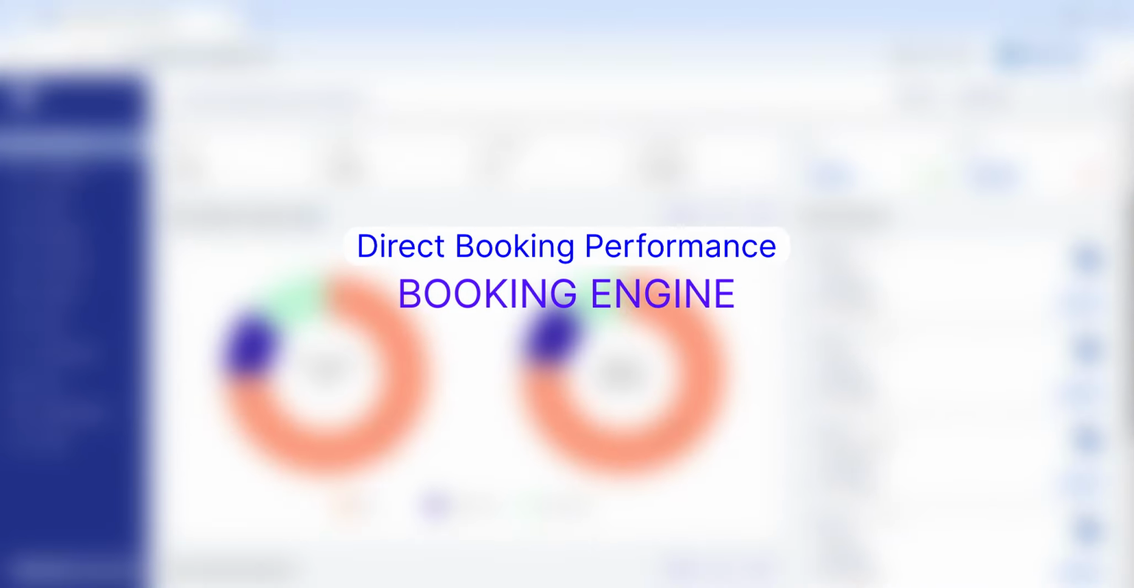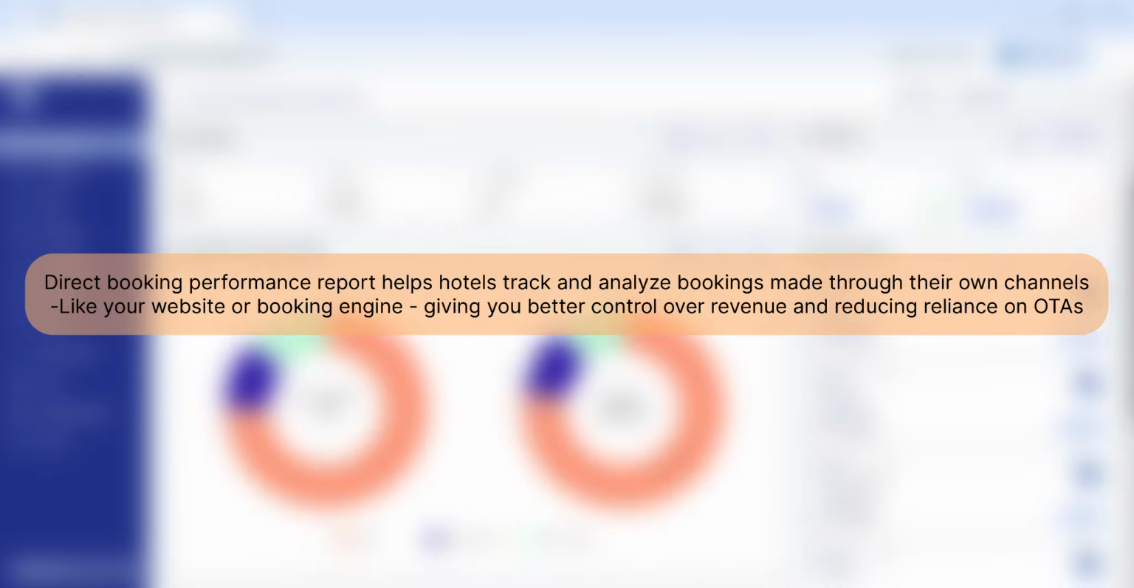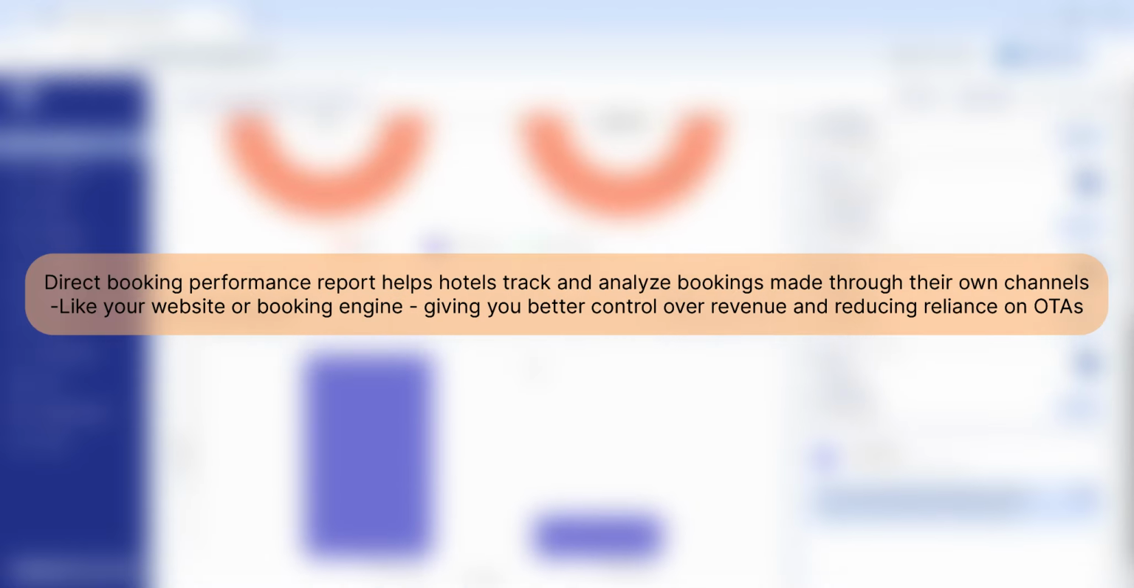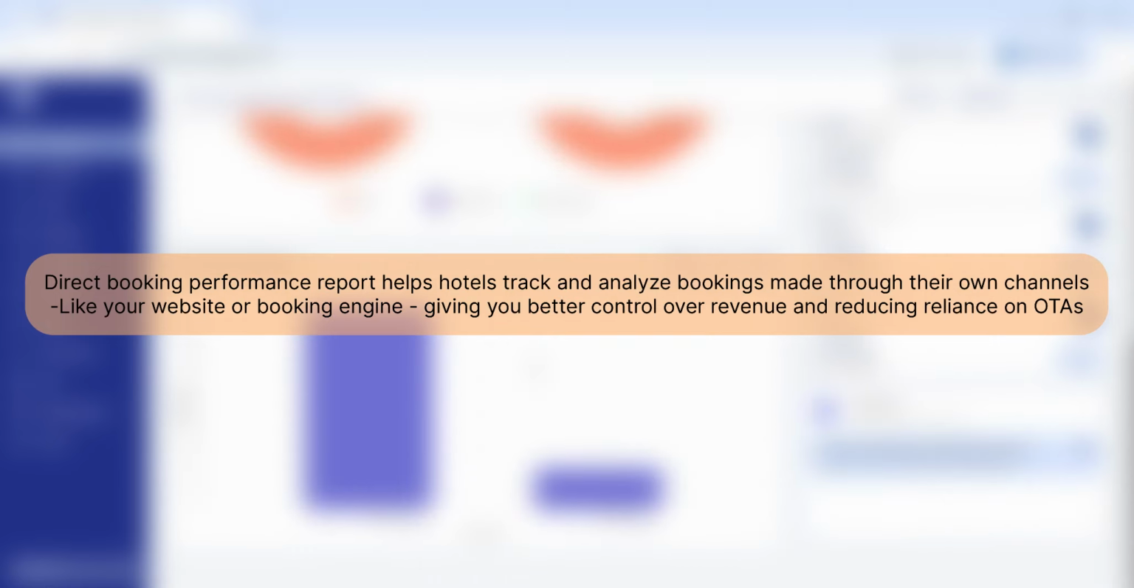Hi there and welcome. In today's tutorial, we'll show you how to check your direct booking performance report inside the Channel Manager extranet. This report helps hotels track and analyze bookings made through their own channels, like your website or booking engine, giving you better control over revenue and reducing reliance on OTAs.